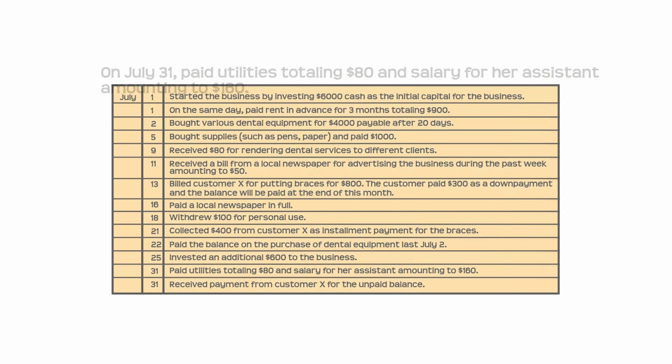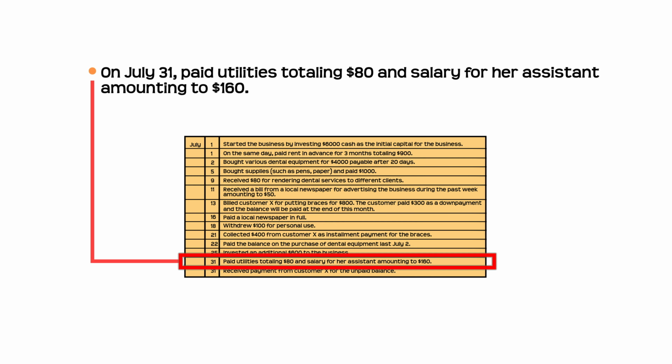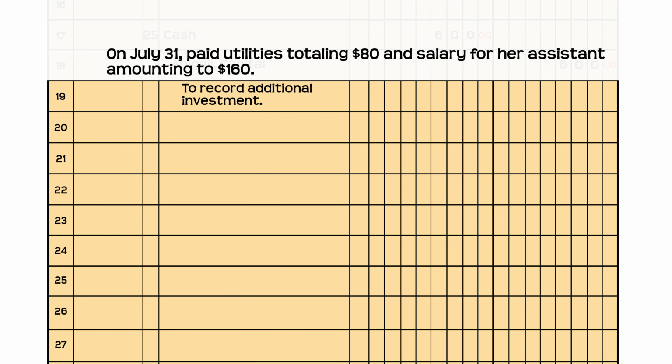On July 31, paid utilities totaling $80 and salary for her assistant amounting to $160. This transaction is also a compound journal entry because there are two expenses that should be debited. First is the utilities expense, and the second one is the salary expense, together with the respective amounts. Always take note that expense accounts like these two have a normal debit balance.